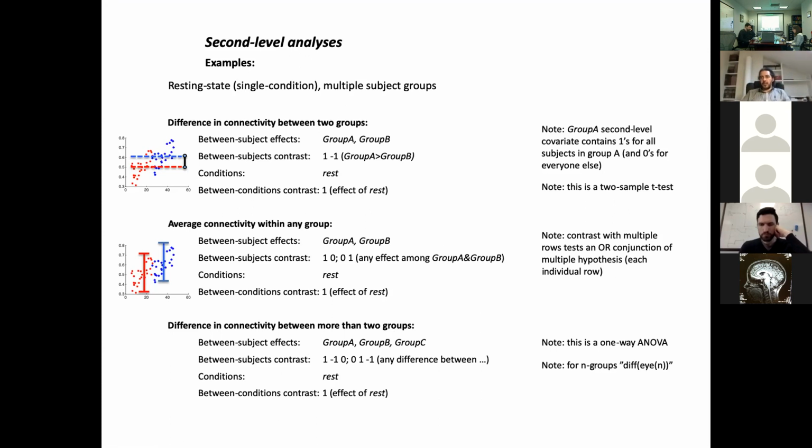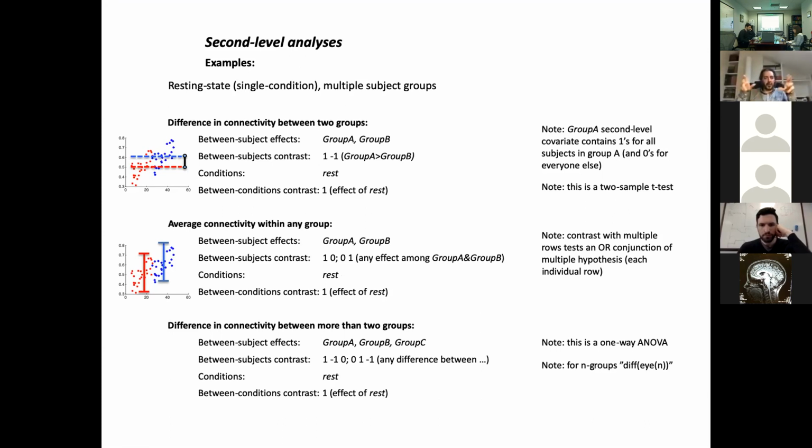And the way to test that is basically by doing this type of contrast. One way to think about it is as an extension of the OR conjunction that we were doing before. One way of thinking about whether there is any difference between those three groups is to break the question down into whether there is any difference between these two groups, or any difference between these other two groups, or in these other two groups, right?